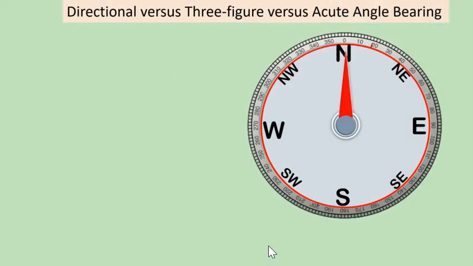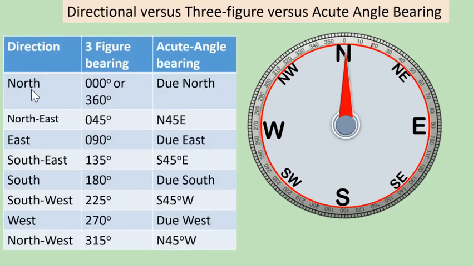Finally, we are now going to look at directional, three-figure format and acute angle format. How do we compare them? So let's see what to do. Number one, direction, north. In three-figure bearing it is 000 or 360. In the acute angle format, we say due north. Then direction northeast. In three-figure bearing it is 045. Acute bearing is north, 45 degree east.